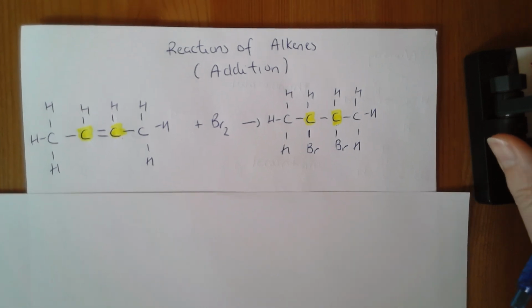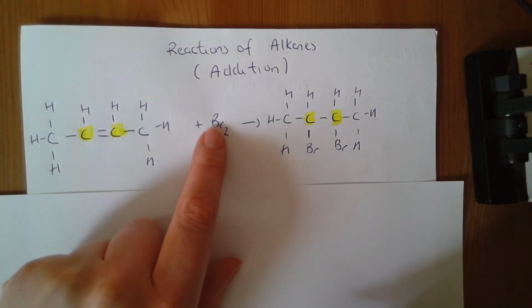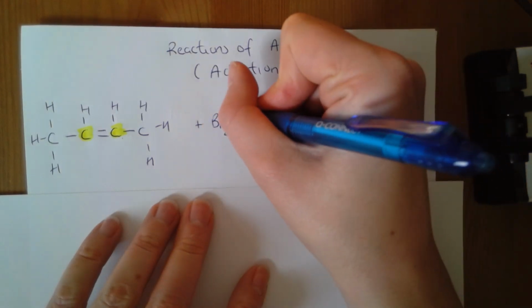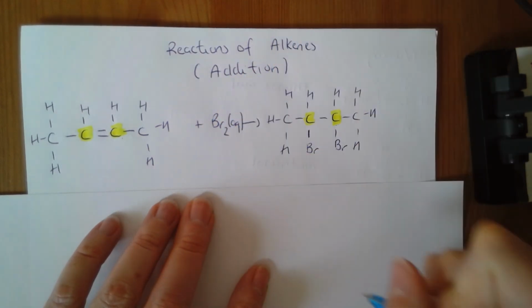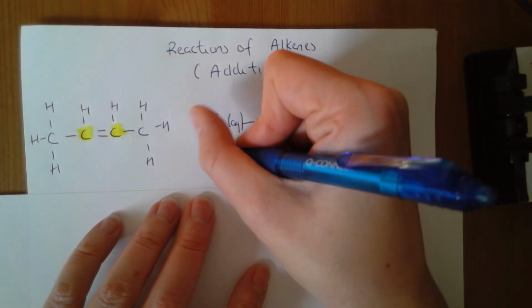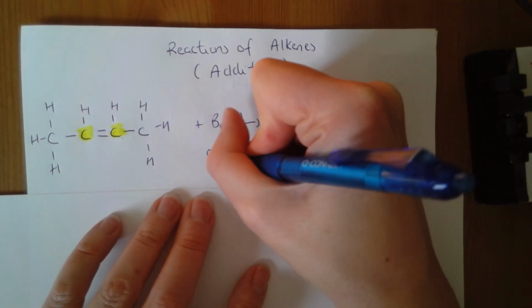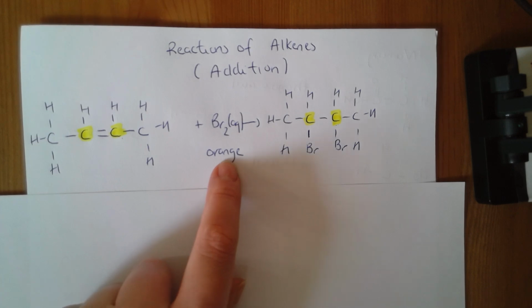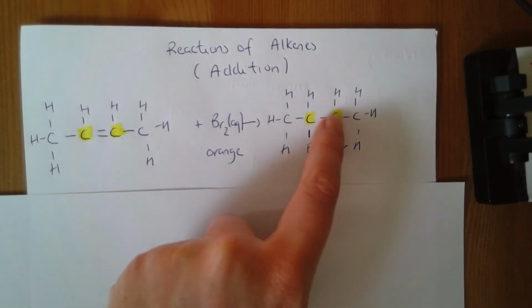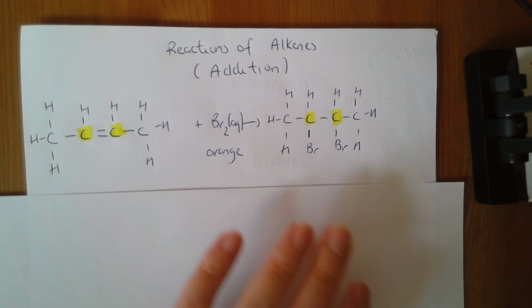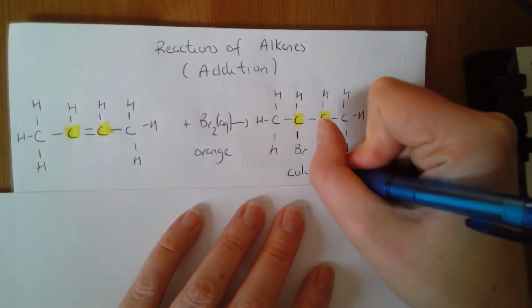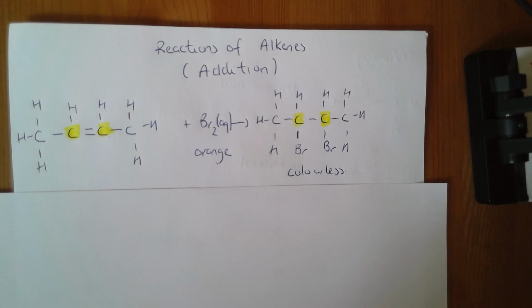And during this reaction, you're going to see a color change. So we call this reagent bromine water. It's just bromine dissolved in water, so Br2 aqueous, and this has an orange color. And when you do this reaction, because the bromine gets used up and becomes this new product here, it goes from orange to colorless. And we say that this is the test for unsaturation.